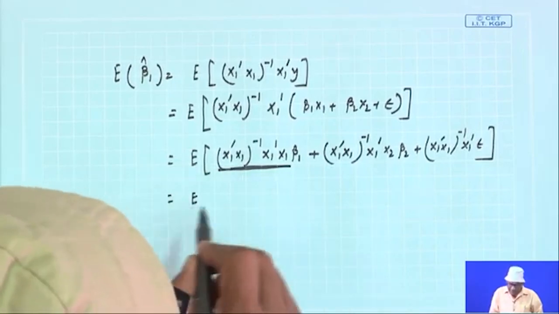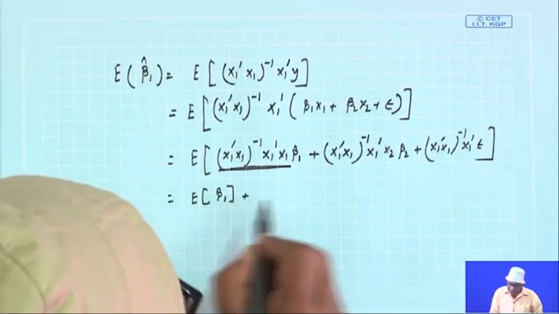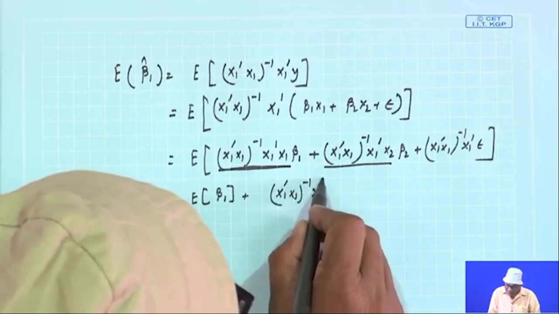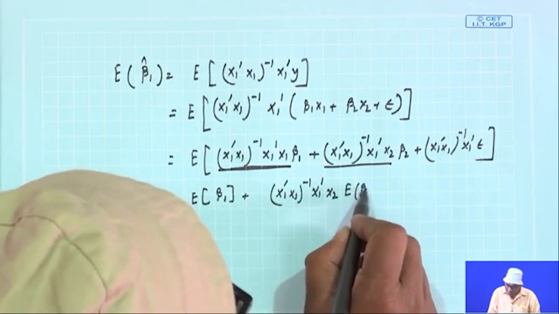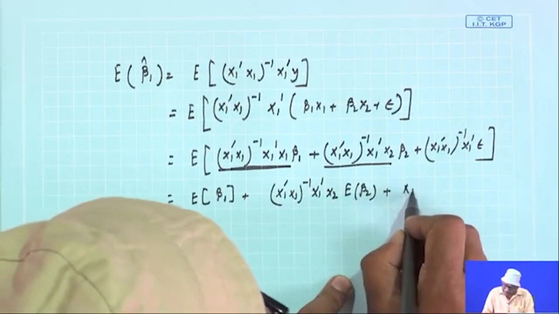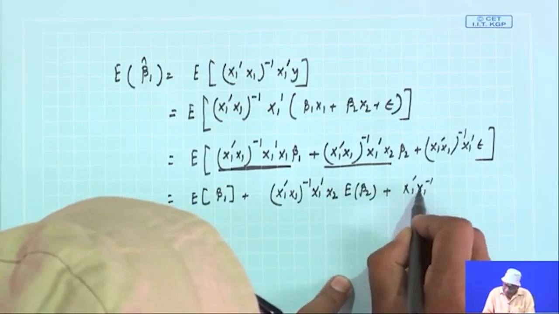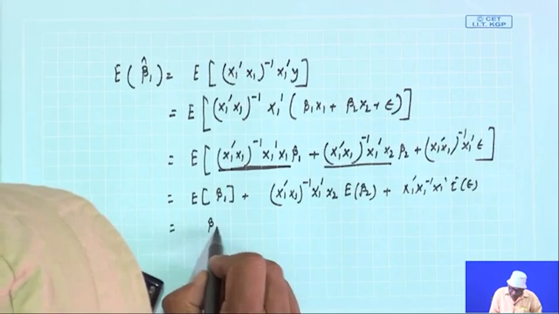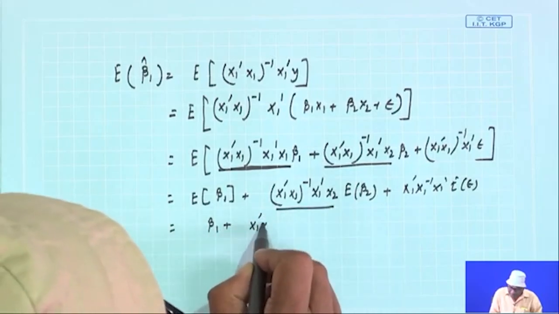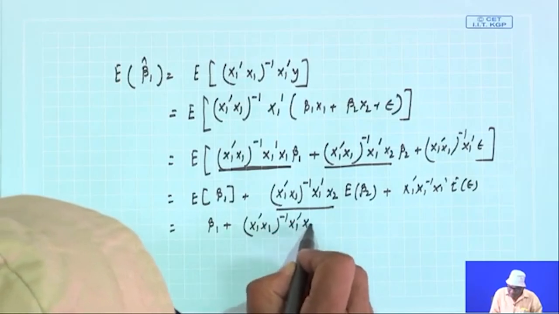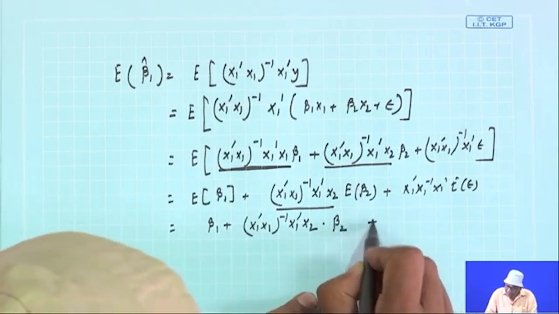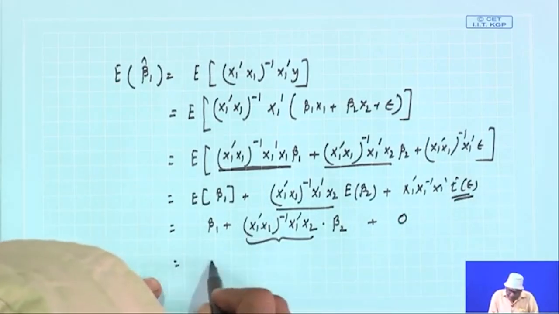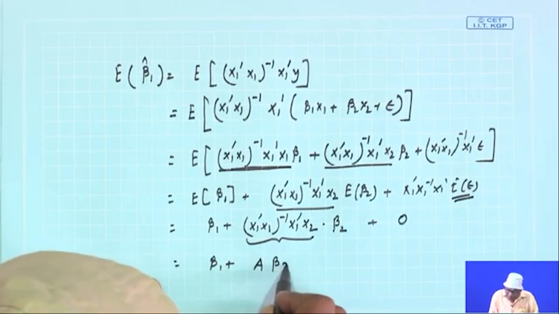So, you can write this as the expected value of β1 plus, this is the fixed quantity that will come out, (X1ᵀX1)⁻¹X1ᵀX2 times the expected value of β2, plus (X1ᵀX1)⁻¹X1ᵀ times the expected value of ε. So, what will happen? This will be β1, and this will be (X1ᵀX1)⁻¹X1ᵀX2 into β2, plus 0, because the expected value is 0. So, this quantity, if we call it A, then this is β1 + Aβ2.